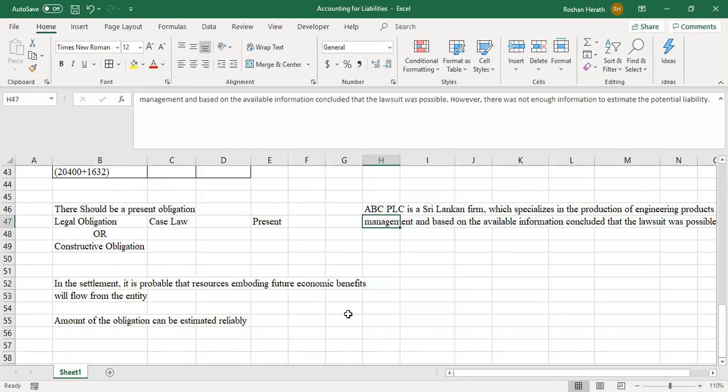We won't be able to defend. So the in-house legal department is of the opinion that you won't be able to successfully defend the case. That's why it says they have concluded the lawsuit was possible.